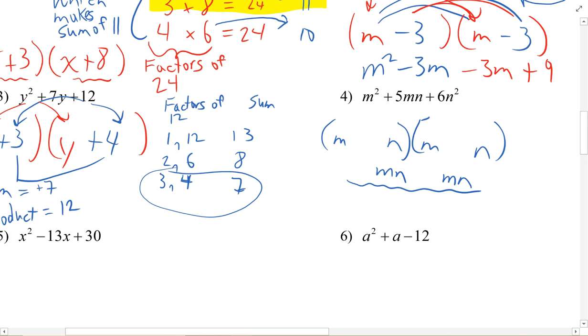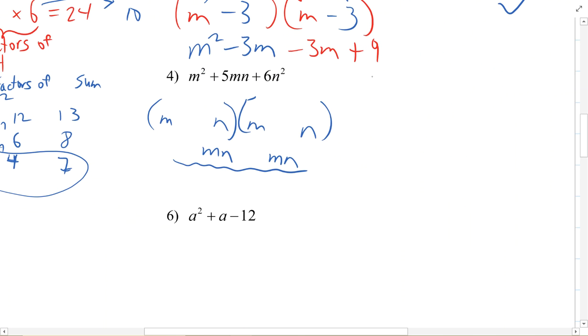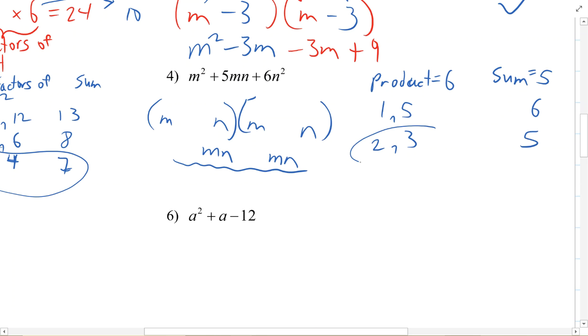Okay. So let's go here then. Now we just do the same thing we did before. Our product equals 6. So what numbers multiply to 6? 1 and 6, 2 and 3, 3 and, we're done. So those are the ones we're looking at. So now we want a sum of 5. So what numbers add to 5? Well, 1 and 6 would give you 7, 2 and 3 will give you 5. So that's our winner. So one of these is plus 2, and one of these is plus 3.